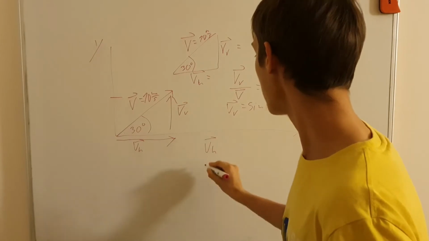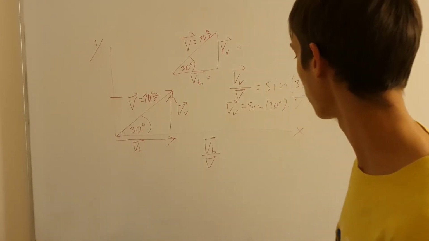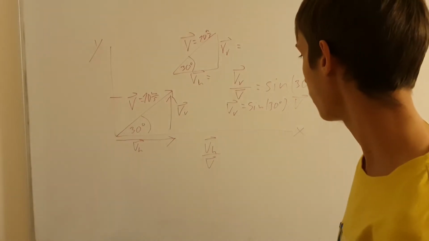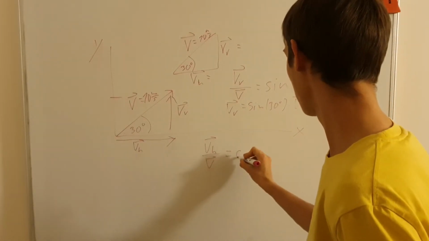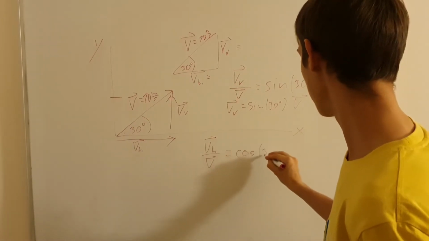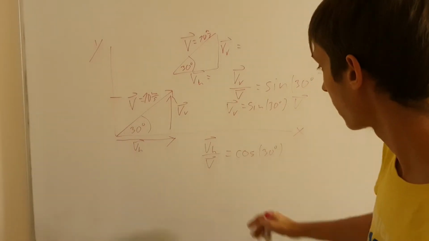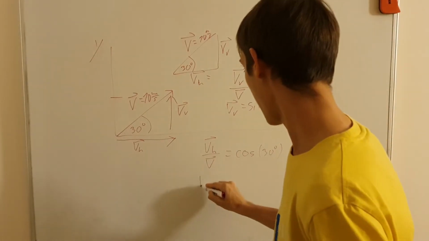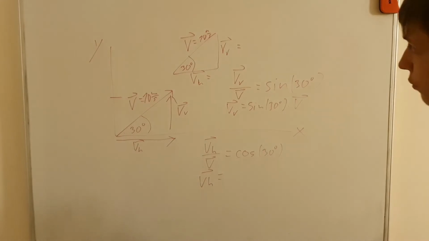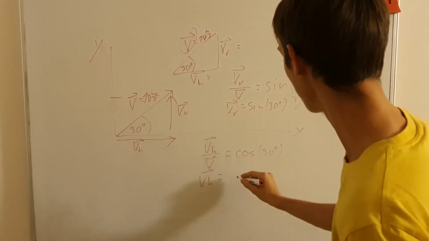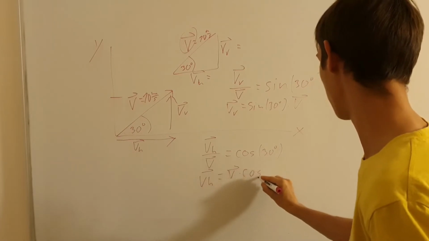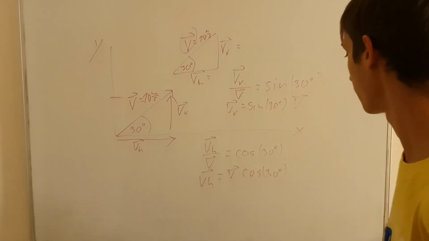So V sub h over the actual initial V by itself will correspond to cosine of whatever the angle between these two sides is. In this case, again, 30 degrees. And so I can multiply both sides by V, and I get the expression for the horizontal factor of this original vector, which will be just the original vector times cosine 30 degrees to get the horizontal value.